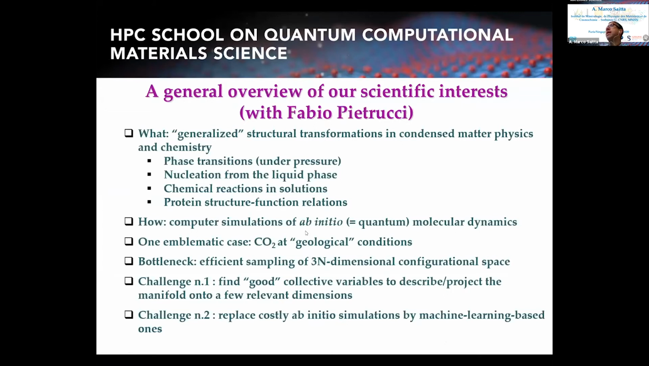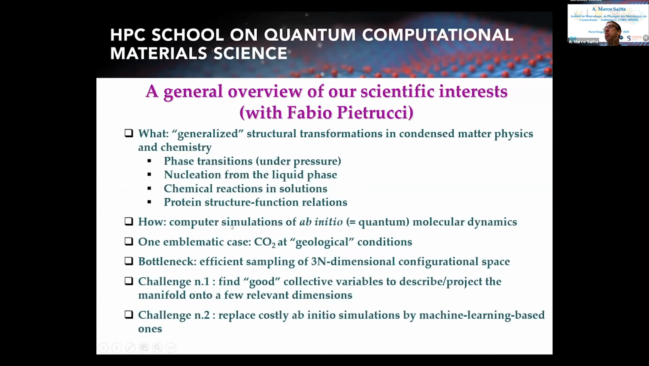And so this is a little bit of the general overview of my own scientific interest, again with Fabio Petrucci, who is my closest collaborator. In general, we are interested in generalized structural transformation in condensed matter physics and chemistry. And by transformation, we have phase transitions, like in storage materials, but also other systems: nucleation, chemical reactions in solution, and even, it is more Fabio than myself, protein structure-function relation. All phenomena in which there is a state of matter that changes into another state of matter.